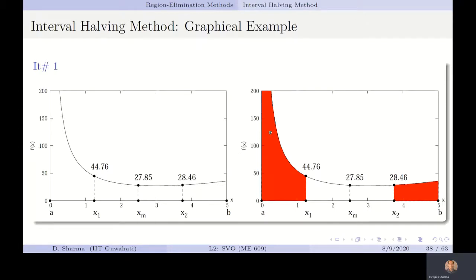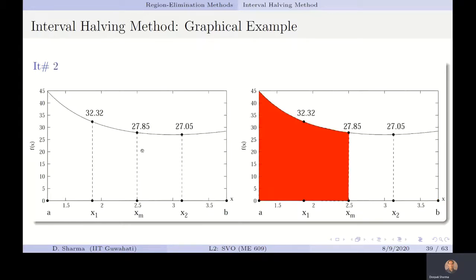So you can see the region in the red color that was eliminated in iteration 1. And accordingly, look at the second figure. So A will become X1, B will become X2. So A and B are updated, and you know that XM will remain the same. In the second iteration, we find the function value. A and B we already know because these are the updated values. XM will remain the same. However, we calculate X1 and X2 using the formula given in the interval halving method.